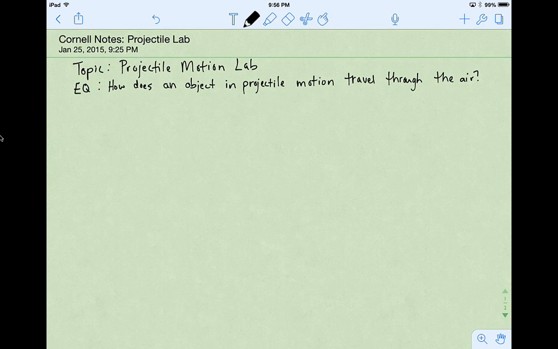All right, so there's our essential question. How does an object in projectile motion travel through the air? So go ahead and get that written down. So there's our topic and our essential question. Remember that your summary at the end is going to answer that essential question.